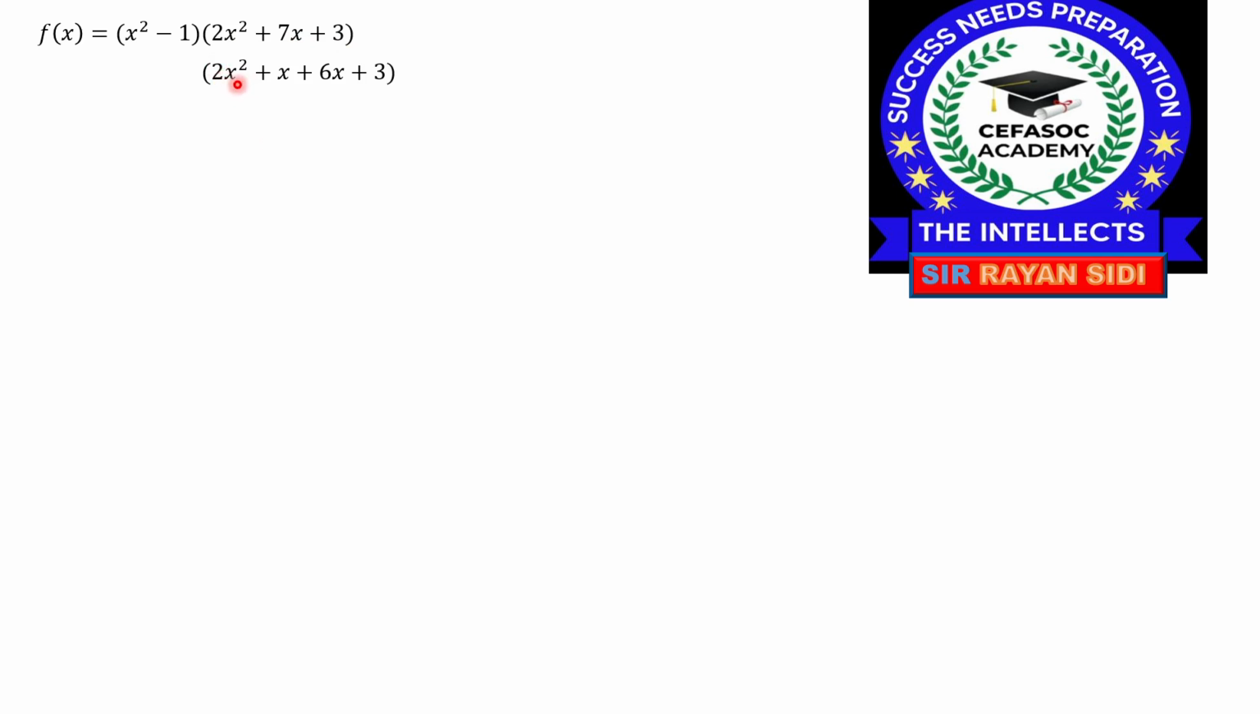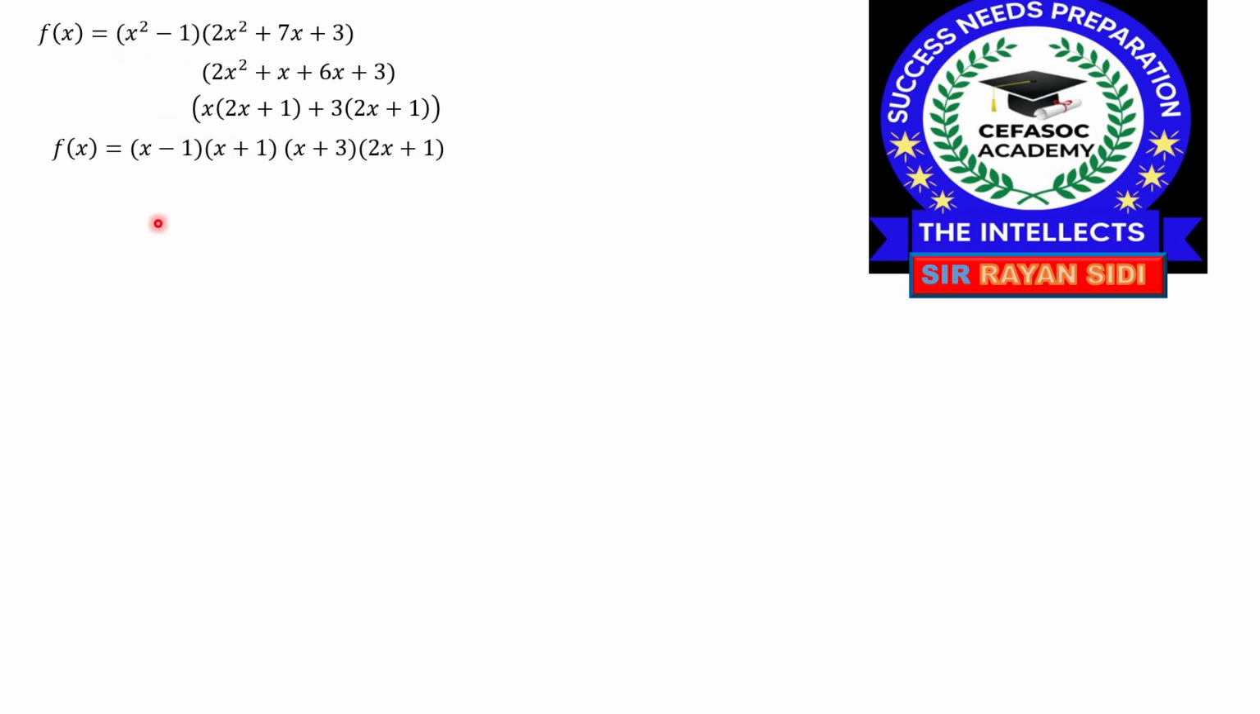Now I look for what is common here. What is common between these two is x. I will have x into 2x plus 1. Then what is common here is 3. I have 3 into 2x plus 1. So that it will make my f of x to be x minus 1 times x plus 1 times x plus 3 times 2x plus 1. Remember that this one was the result of the product of these two.